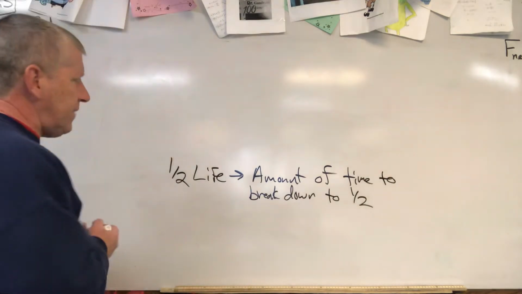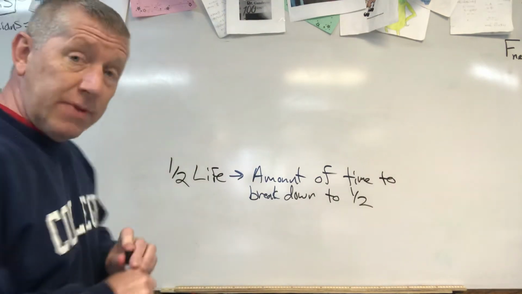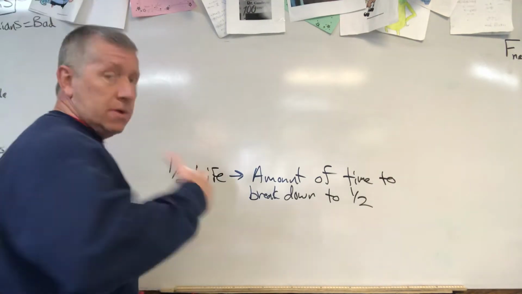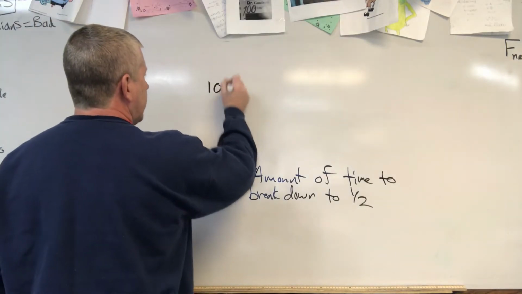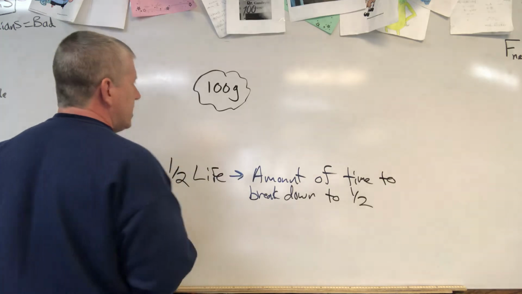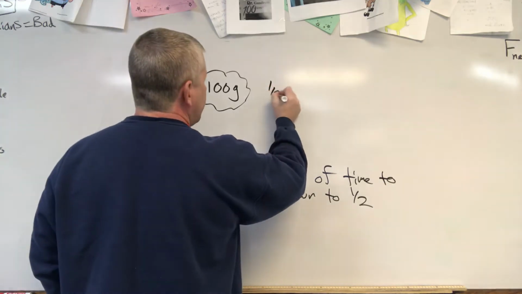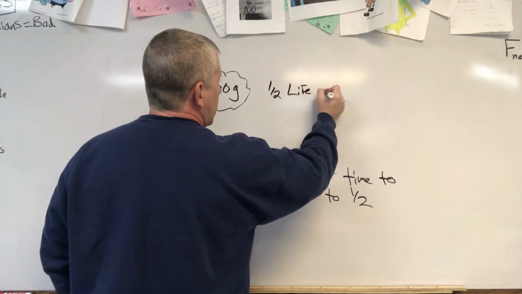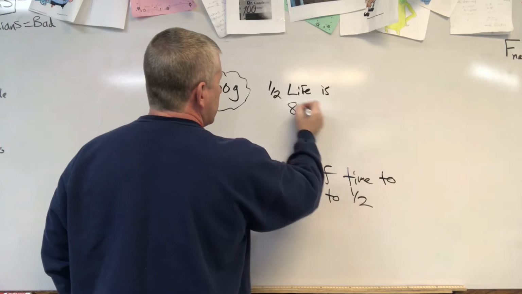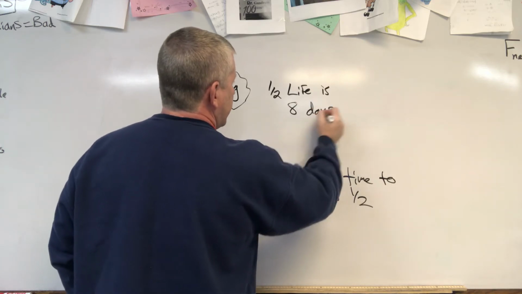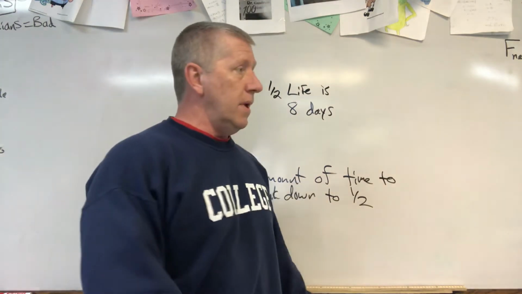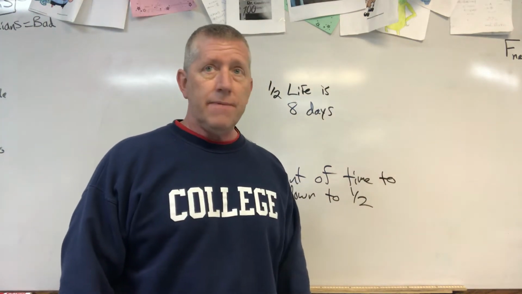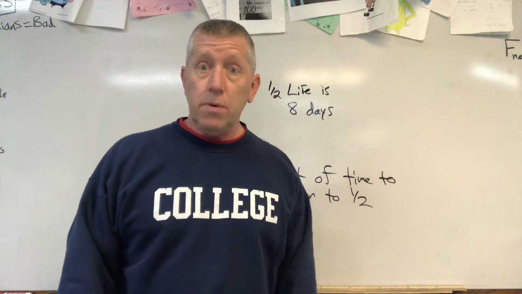All right, so this means half-life, the amount of time it takes to break down to 1/2 the original sample. So let's just take the hypothetical situation. Let's say that we have 100 grams of this radioactive material, and the half-life is 8 days. Iodine-131, I do believe. I did some graduate work with that in graduate school. Iodine-131, its half-life is 8 days. It's a radioactive form of iodine.